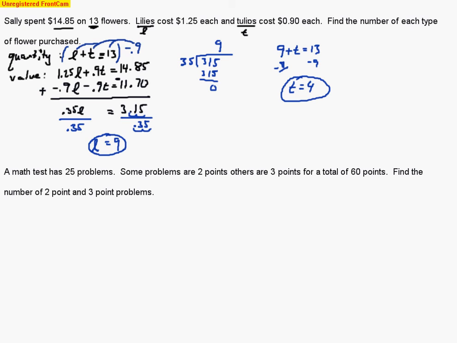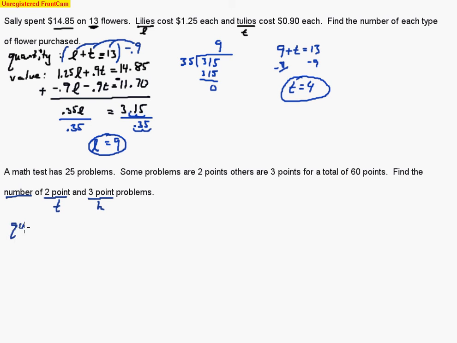Looking at the words that they have here, we have a math test that has 25 problems. That's a quantity. Some problems are 2 points, others are 3 points. A total of 60 points. This is a value. And find the number of 2-point and 3-point problems. There's the question. So let's assign for our 2-point problems T. Since T is the first letter in 2, let's go with the next letter in 3. How about H? So T represents the number of 2-point problems. That's the question there. And h represents the number of 3-point problems.